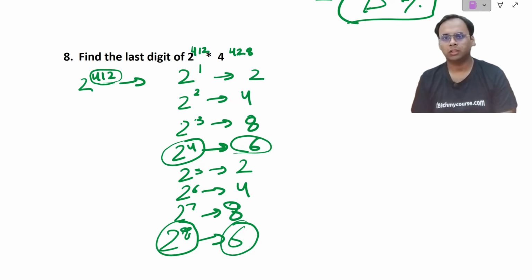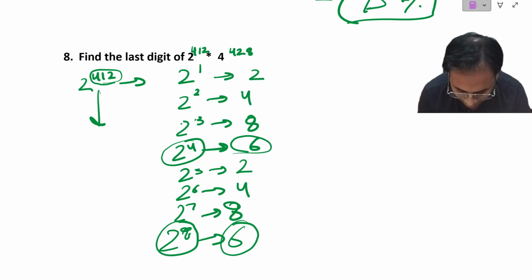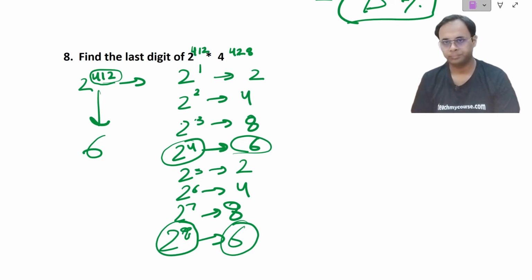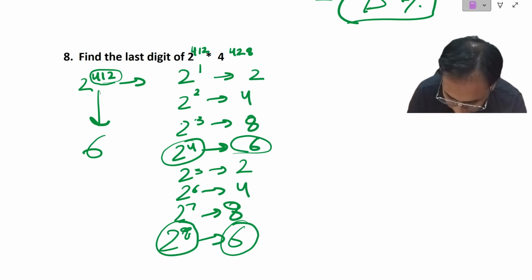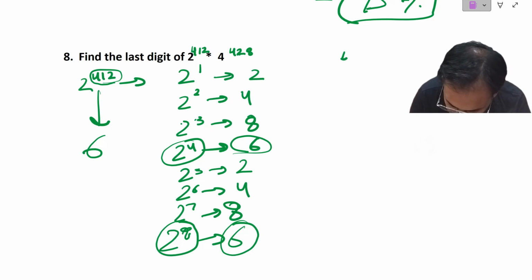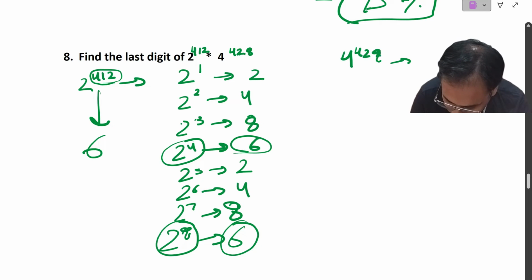So we can say that 2 raised to the power 412 will have its last digit as 6. Okay, first chapter is closed. Then comes the second chapter, which is 4 raised to the power 428. Okay, so let us see.